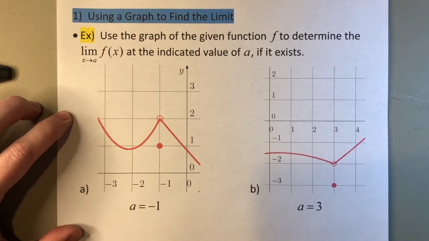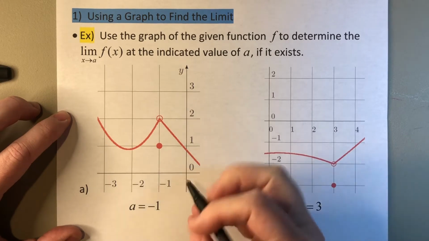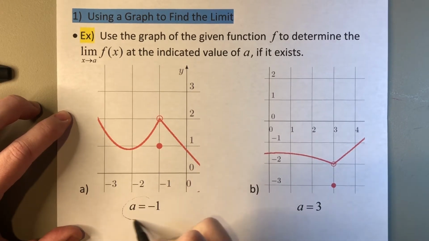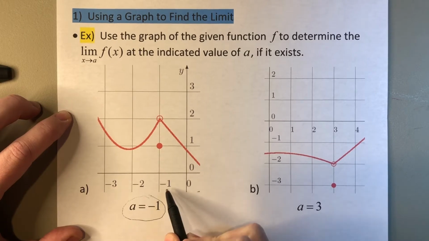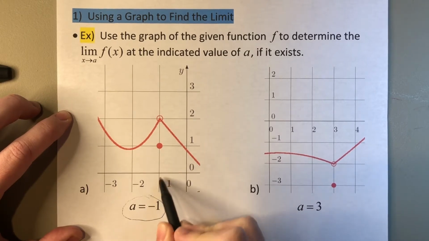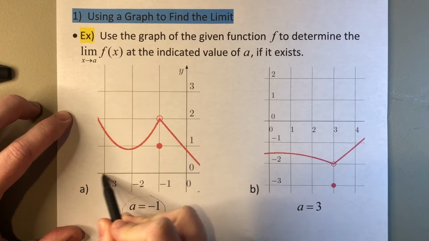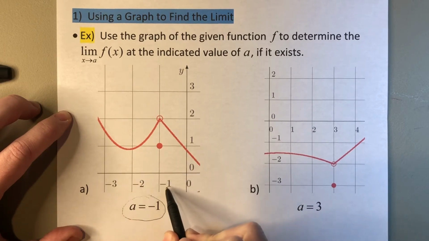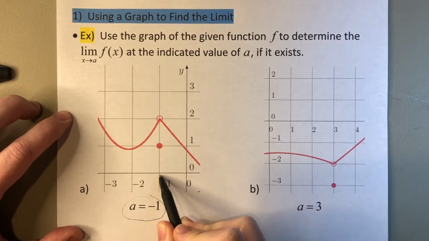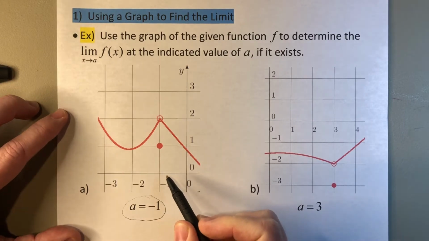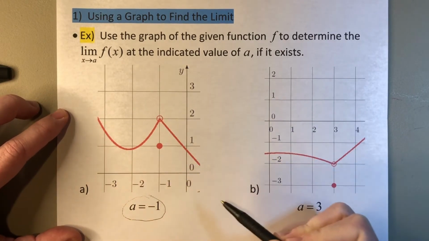Well, here's all you have to do graphically to find a limit, if the limit does exist. First of all, look at what you're homing in on, which is a equaling -1. There's a equaling -1, right there on our x-axis. The graph in red is the given function f.